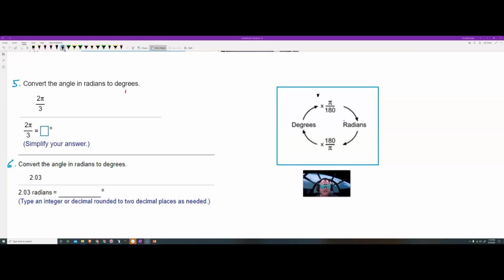All right, Space Rangers. Our next 2 problems deal with converting from radians to degrees. The first one says simplify your answer. So this just means reduce to lowest terms. And the second one is write your answer as a decimal rounded to 2 decimal places. So this tells you you're going to be using the pi key and a calculator. Pause the video and let's see how you do.